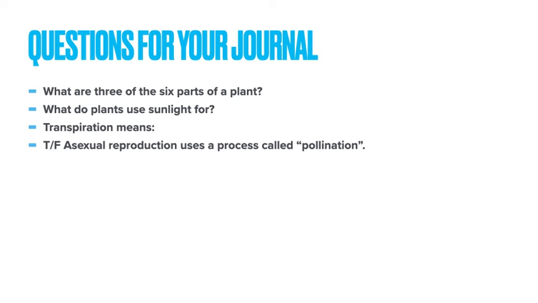Now I have some questions for you guys to write down in your journals. What are 3 of the 6 parts of a plant? What do plants use sunlight for? Transpiration means, and you fill in the blank. True or false? Asexual reproduction uses a process called pollination.